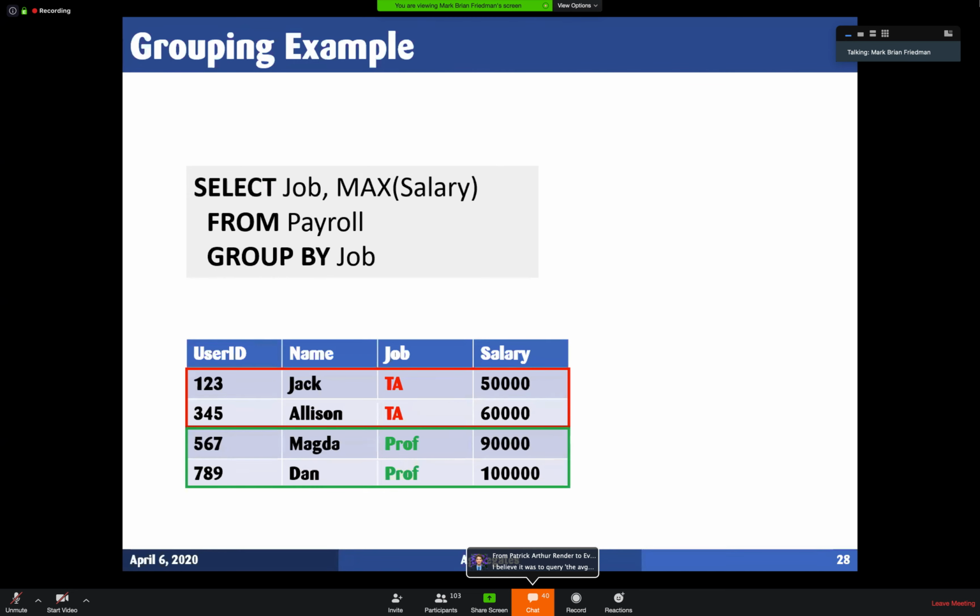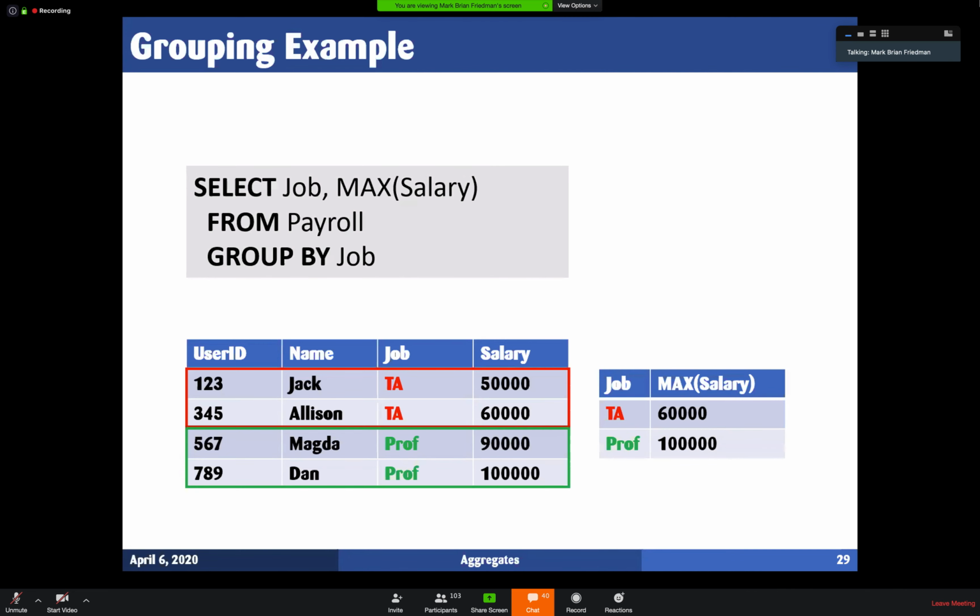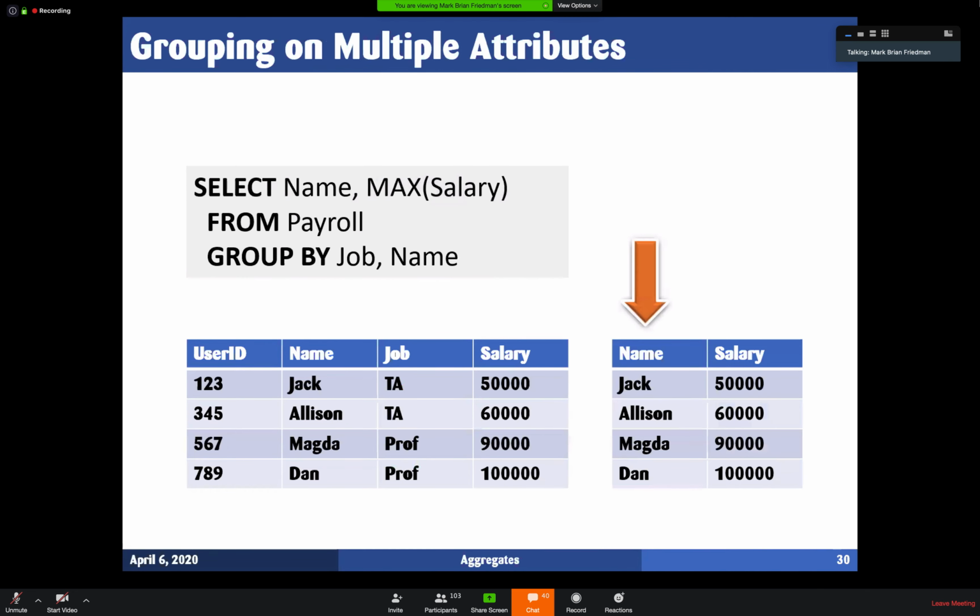All right, let me see. I believe it was, okay. If you wanted to do it that way, Patrick is probably correct. Okay.